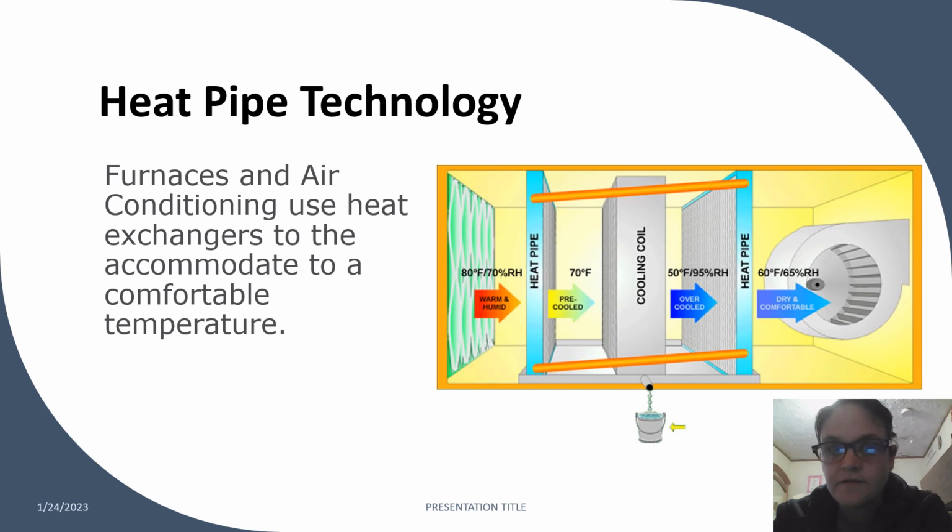Here's a picture of heat pipe technology. Furnaces and air conditioners use heat exchangers to accommodate to a comfortable temperature. And the only energy really needed for this kind of system are small fans to circulate air around the hot and cold ends of the heat pipe.